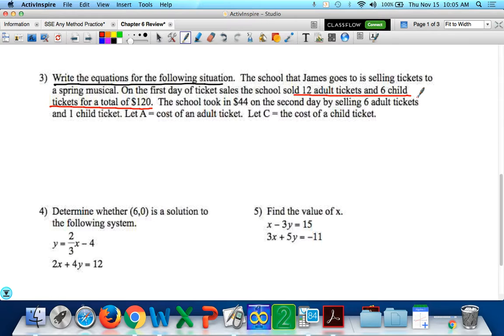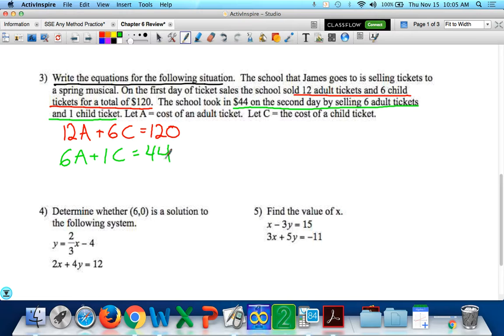Okay, this tells me specifically to use A and C for adult and child. You need to be doing that on your own anyways. Okay, so 12 adult tickets plus 6 child tickets equals $120. Okay. The school took $44 on the second day. So this one kind of reversed the way it said it, but you should still be able to write it out. 6 adult tickets plus 1 child ticket equals $44.